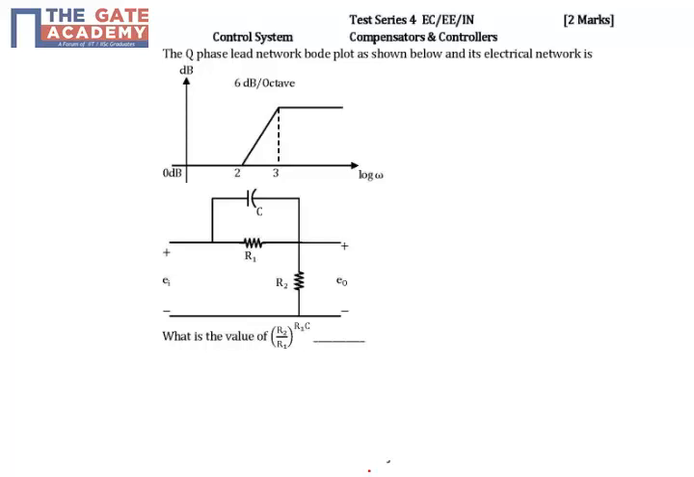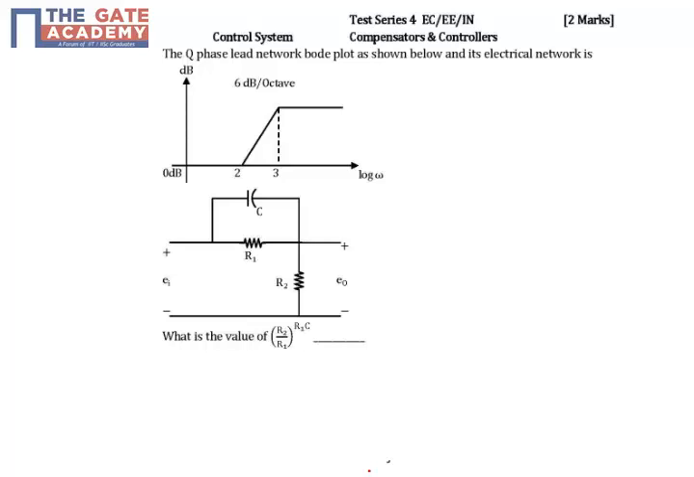In this question, we have to determine the value of (R2/R1)^(R1·C). In the question, they have given a circuit and its Bode plot. We have to make use of this Bode plot to calculate the values of R1, R2 and C, and then we will make use of these values to determine whatever is asked in the question.